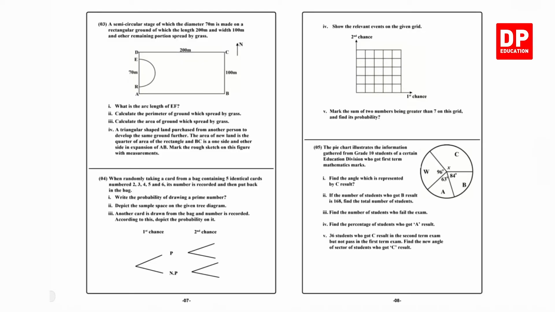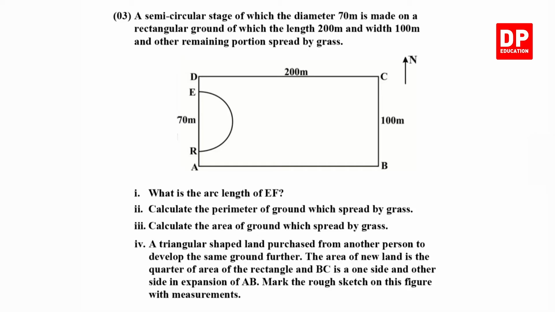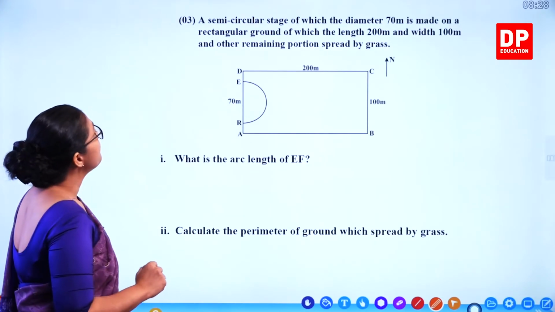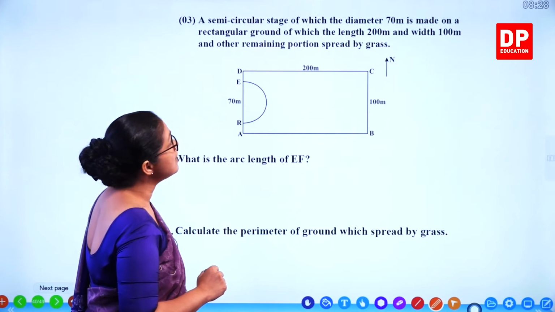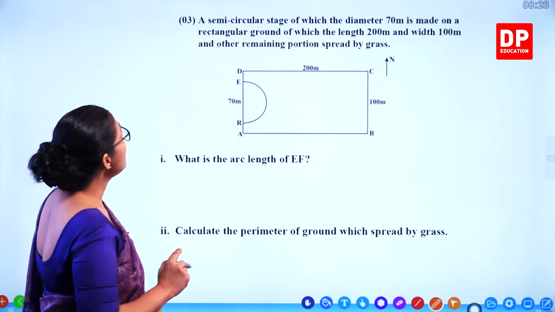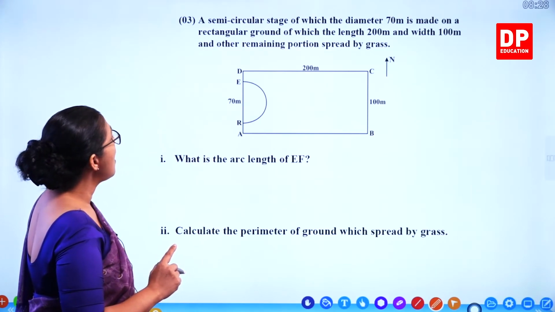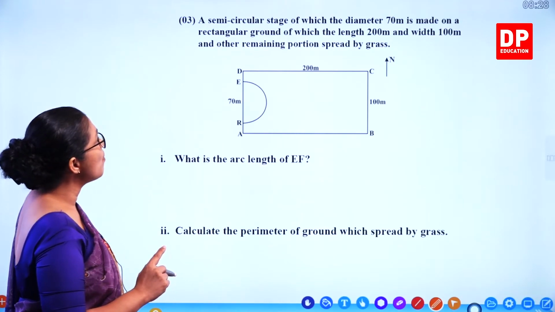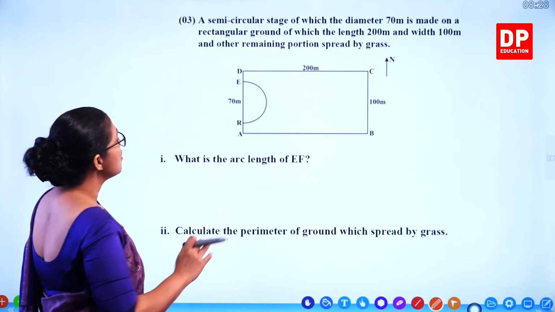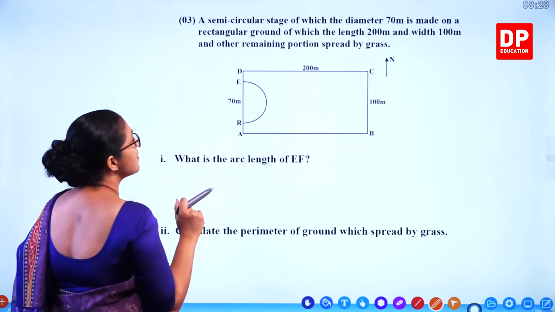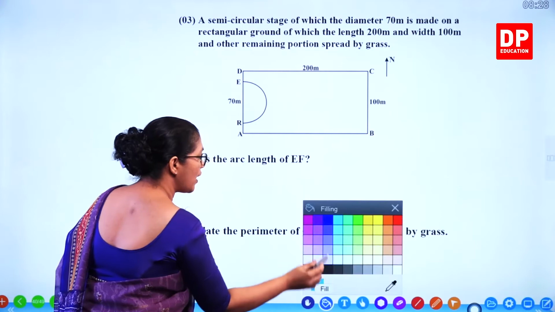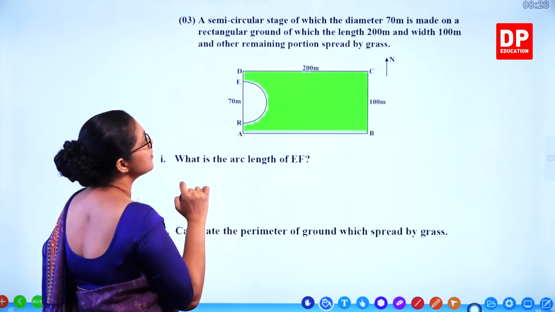Now you can try question number 3, 4 and 5. Question number 3, you get 4 parts. This is about area. A semicircular stage of which the diameter 70 meters is made on a rectangular ground of which the length 200 meters and width 100 meters and other remaining portion spread by grass. So this whole part, grass. So we can color with this color. So that's grass.